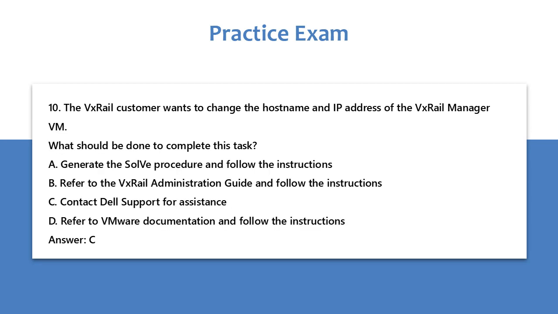10. The VxRail customer wants to change the hostname and IP address of the VxRail Manager VM. What should be done to complete this task? A. Generate the solve procedure and follow the instructions. B. Refer to the VxRail administration guide and follow the instructions. C. Contact Dell support for assistance. D. Refer to VMware documentation and follow the instructions. Answer: C.